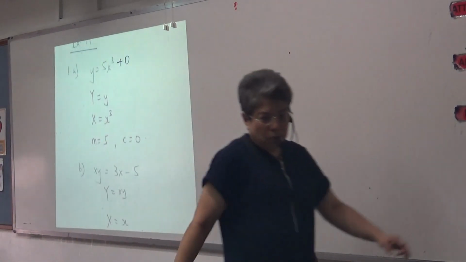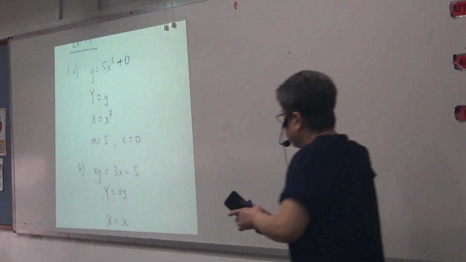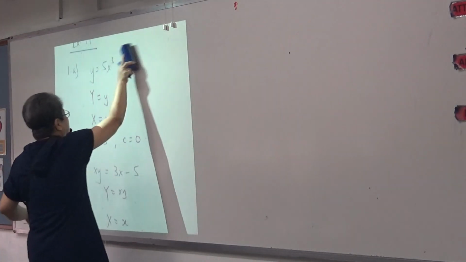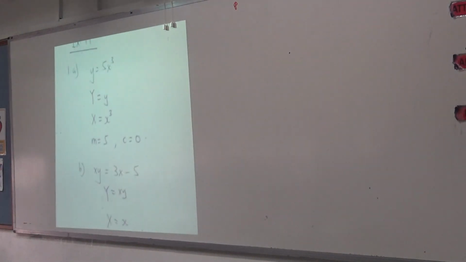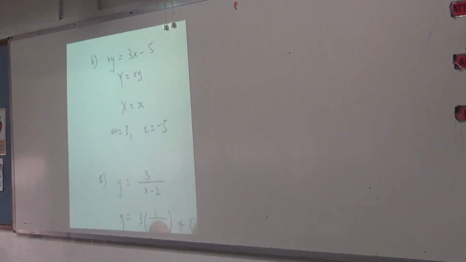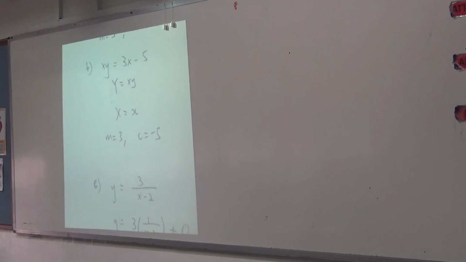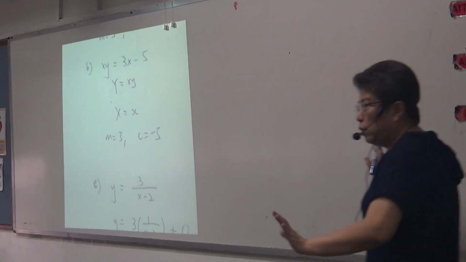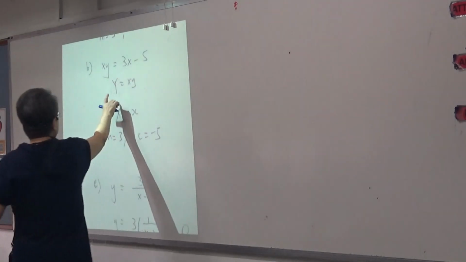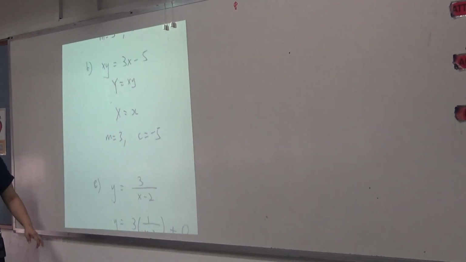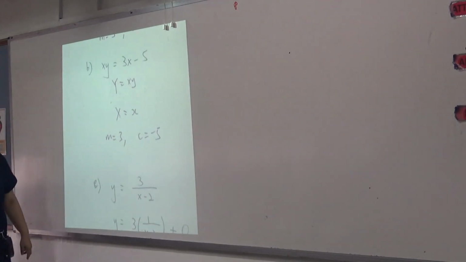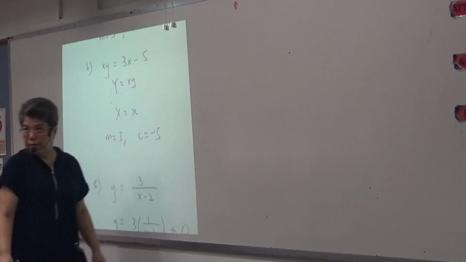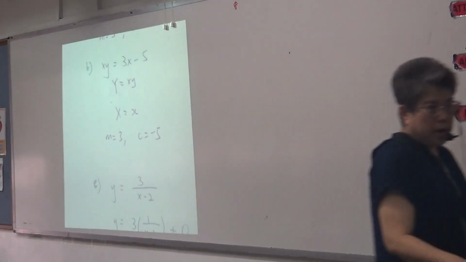Now, next we go on to part B. Okay, let's take a look at part B. Part B is this. This one is also easy. No need to do anything. Y is x squared, and then the x is just little x. So gradient is 3, y-intercept is -5. Are we okay? This is your part B, right?